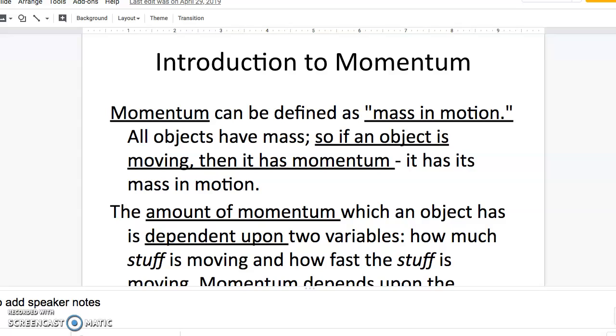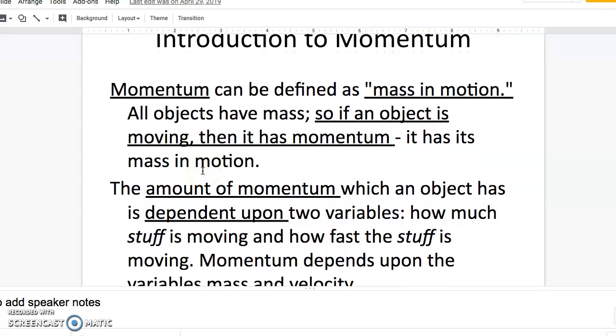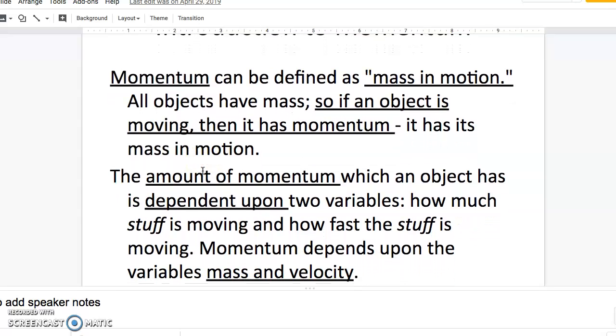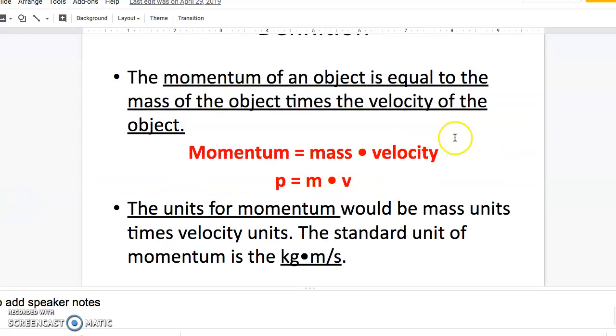Okay, momentum is essentially just mass in motion. The amount of momentum an object has is going to be dependent on its mass and its velocity. And that brings us to our first equation. Our first really important part here is this first equation. Momentum is equal to mass multiplied by velocity.